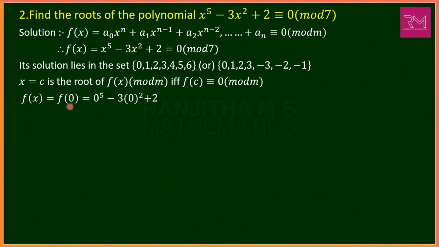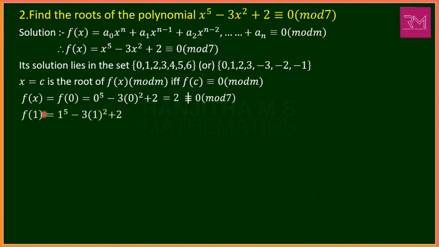So first you have to check for x is equal to 0. That is, if we substitute x value 0 in this polynomial, we get 0 power 5 minus 3 into 0 square plus 2. That means here this value is 0, this value is also 0. We get a value as 2. So 2 is not congruent to 0 mod 7 because 7 does not divide 2. Therefore x is equal to 0 is not a root for the polynomial. In the similar way we have to find for 1, 2, 3, 4, 5 or 6, or we can substitute as 1, 2, 3, minus 3, minus 2 and minus 1.